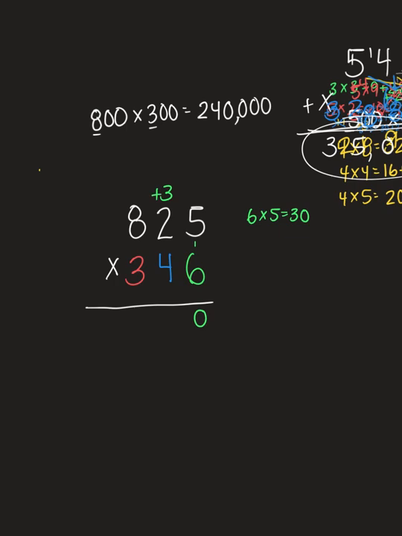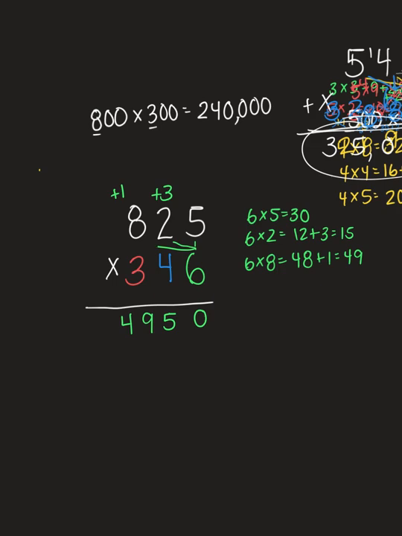Carry the 3 above the 2. Then I'm going to take 6 times 2, and I get 12. Plus the 3 that I carried gives me 15. Put the 5 down, carry a 1 to the hundreds place. 6 times 8 is my last 6 fact, which would be 48, plus the 1 that I carried is 49. I don't have anything else to carry, so our first row is 4,950.